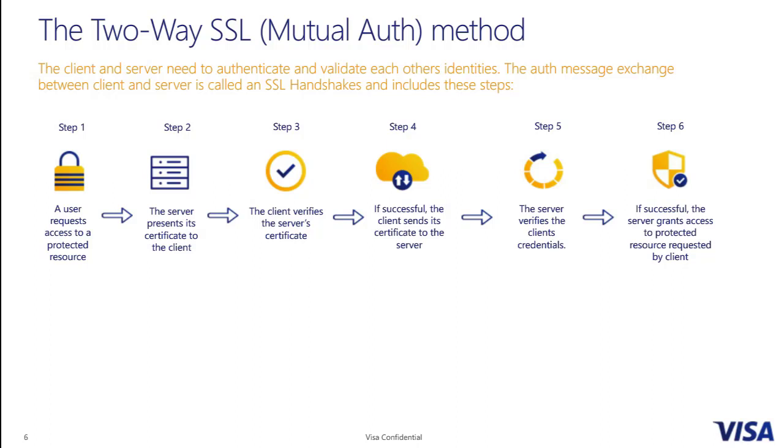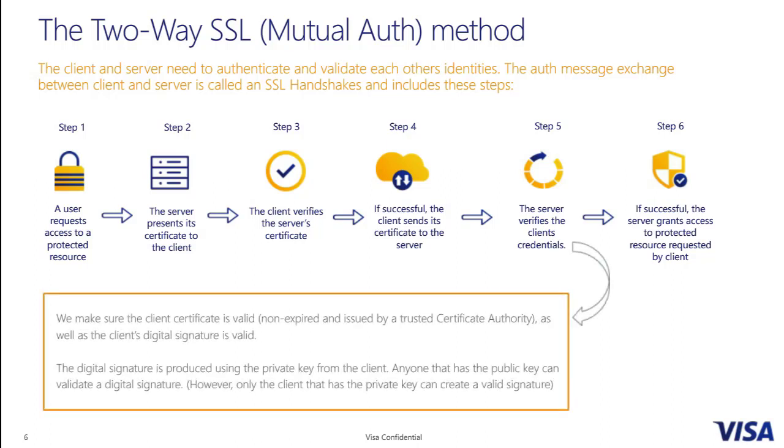The client will then send their certificate to the server. The server will take the client certificate and verify that against the certificate authority. So a little bit of detail about what exactly goes on here. We want to make sure that the client certificate is valid. So what are we checking against? We're checking that it's not expired and that it's been issued by a trusted certificate authority. We also want to make sure that the digital signature from the client certificate is valid.